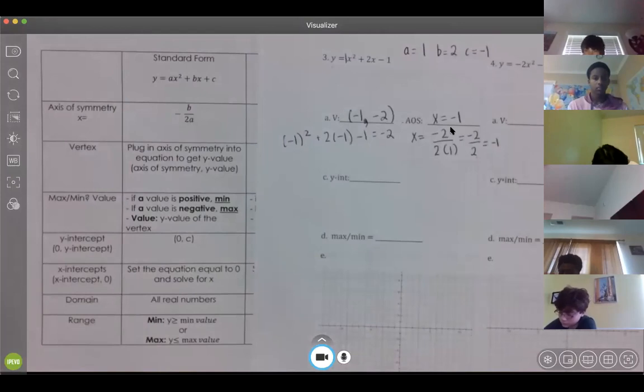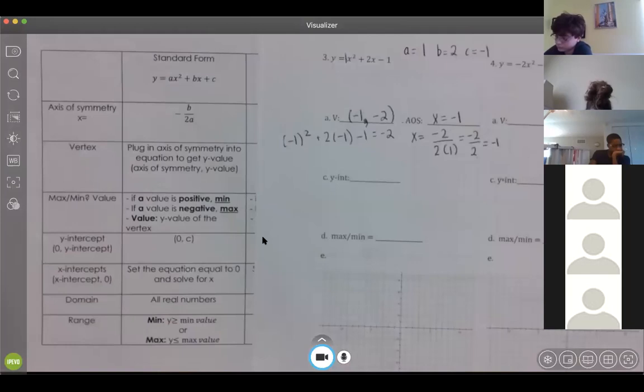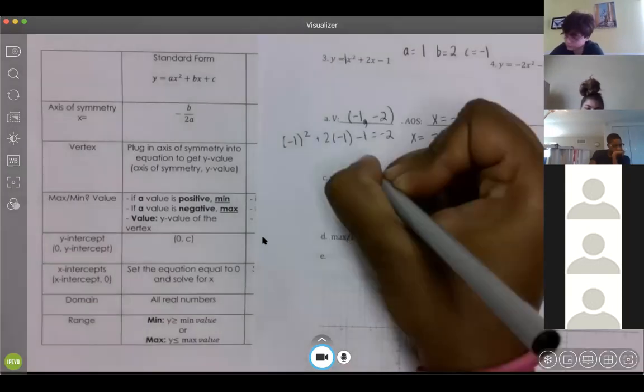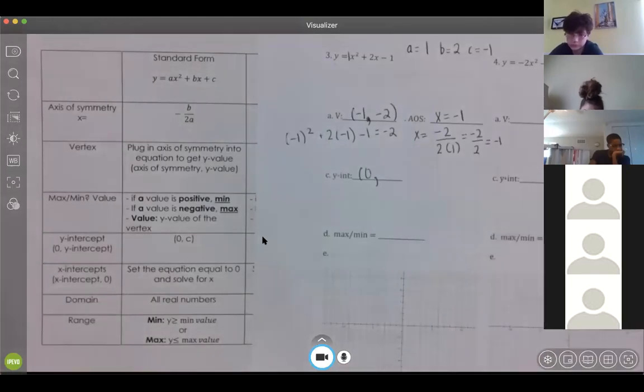What's my y-intercept going to be? What do you think, Noah? (0, -2). (0, comma), it's your c value. So what's your c value? -1. (0, -1).